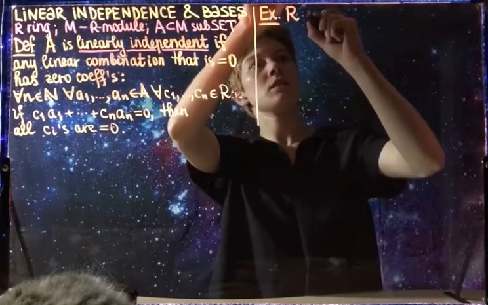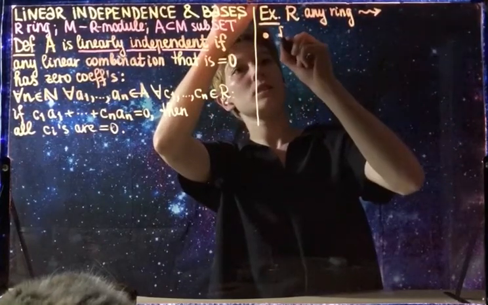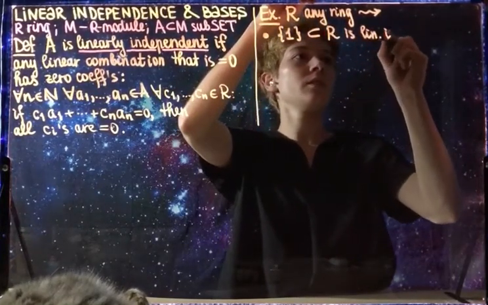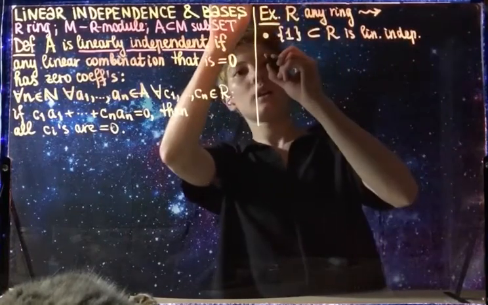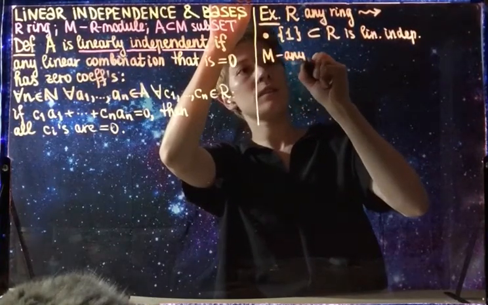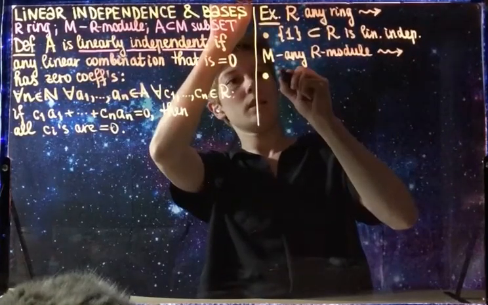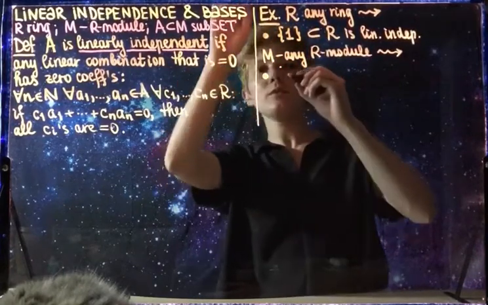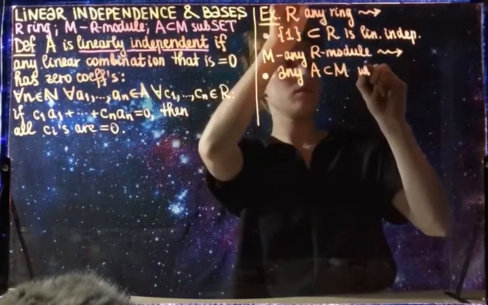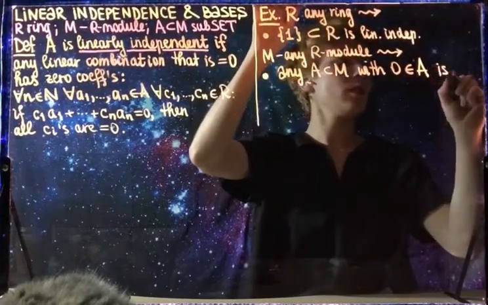Now let me give you some examples immediately. If R is any ring, then the set {1} in R is linearly independent. But if M is any R module, then any set A containing 0 is not linearly independent.